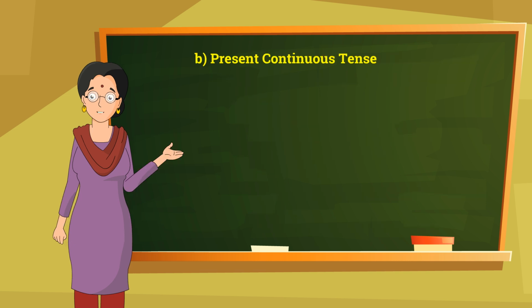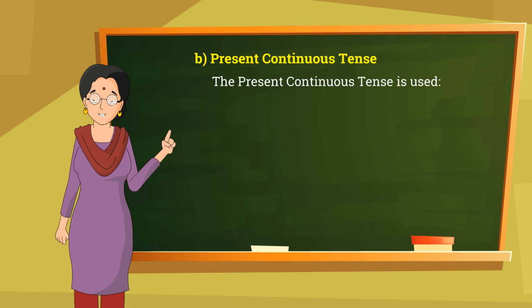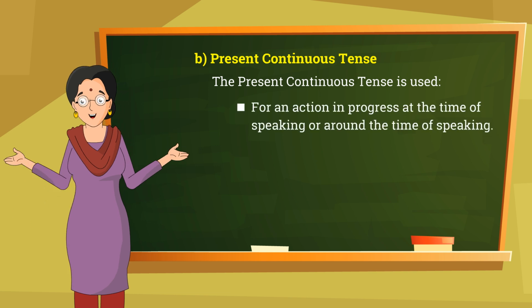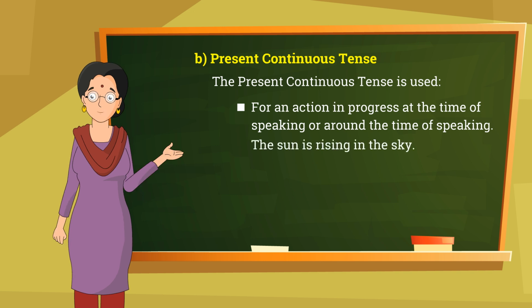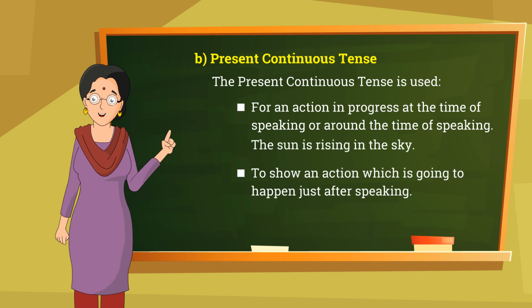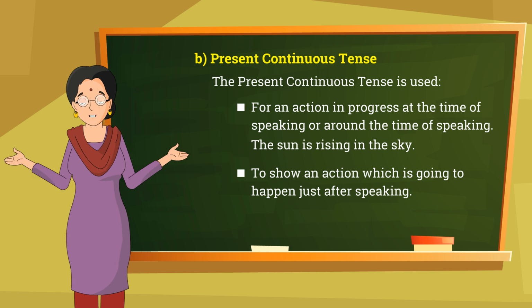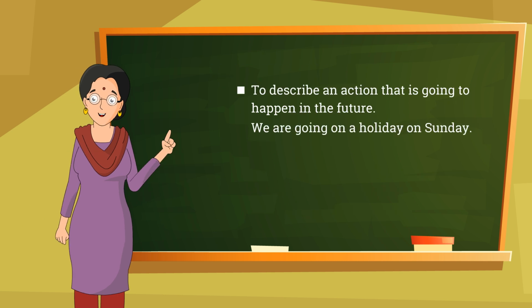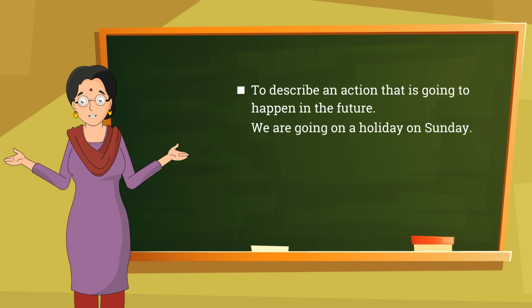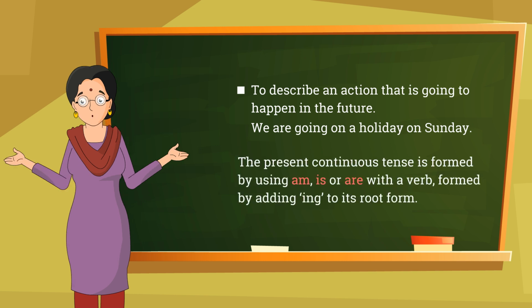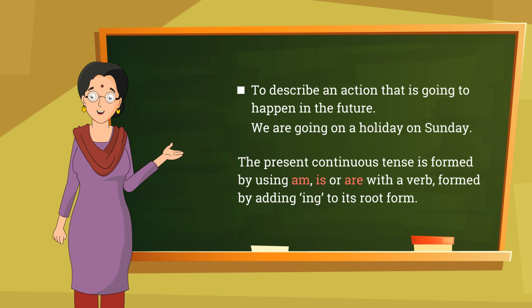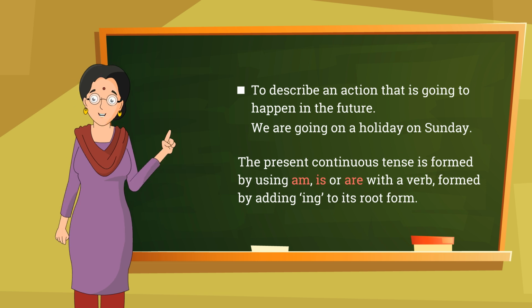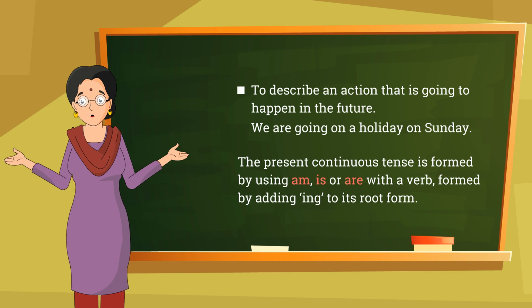Present continuous tense. The present continuous tense is used for an action in progress at the time of speaking or around the time of speaking: The sun is rising in the sky. To show an action which is going to happen just after speaking: I am going to the market. To describe an action that is going to happen in the future: We are going on a holiday on Sunday. The present continuous tense is formed by using am, is, or are with a verb formed by adding ing to its root form.